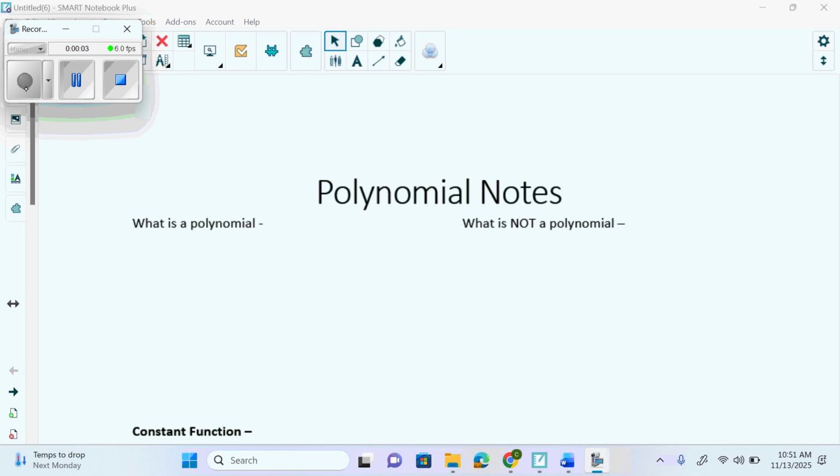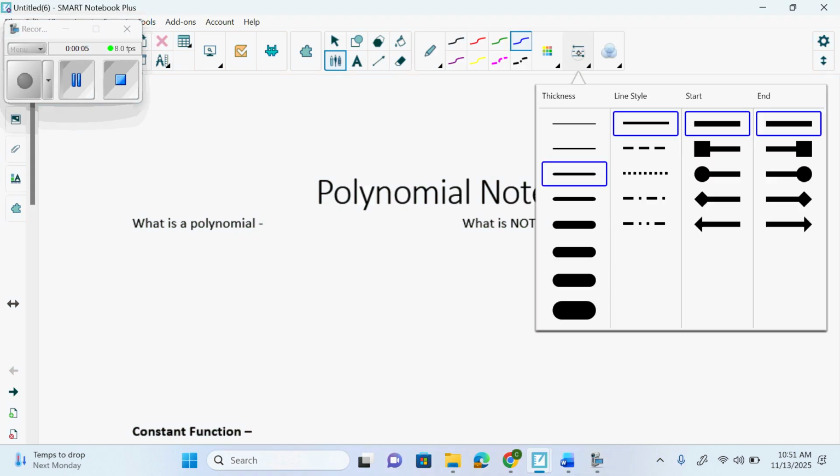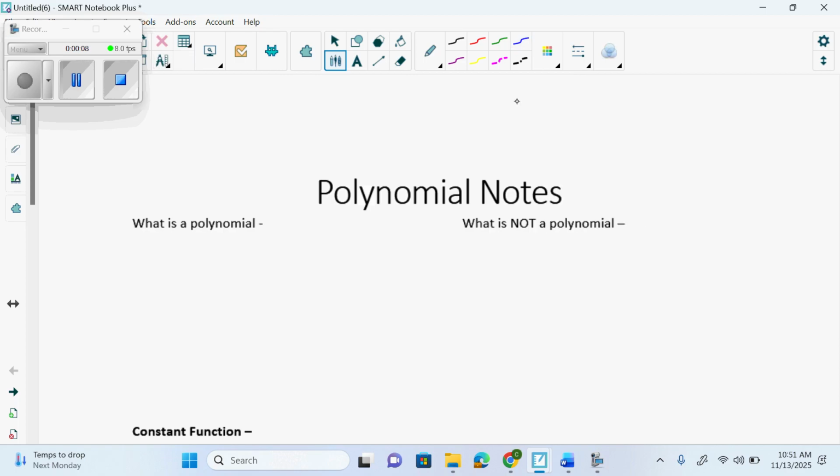A polynomial occurs when you have whole number exponents. Whole number exponents. You have talked about two specific polynomials so far, possibly three. And they're going to be below.